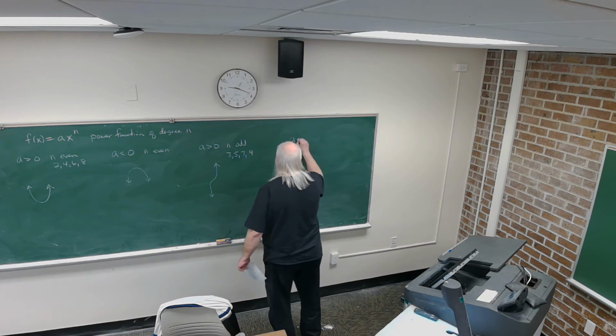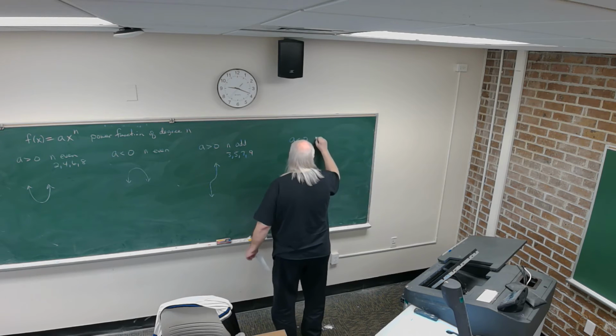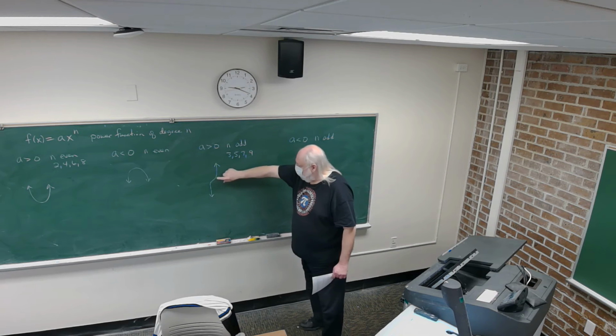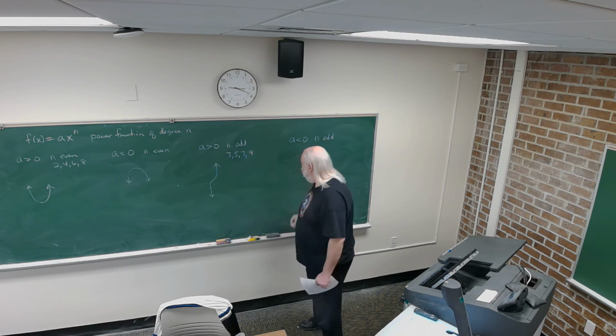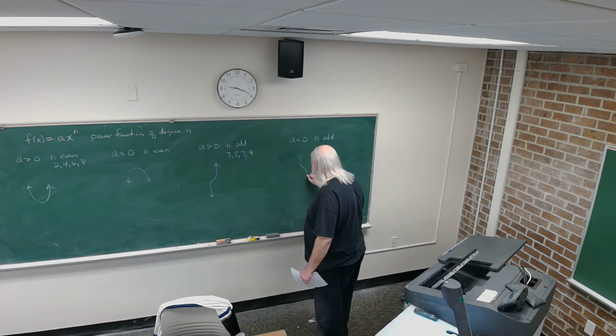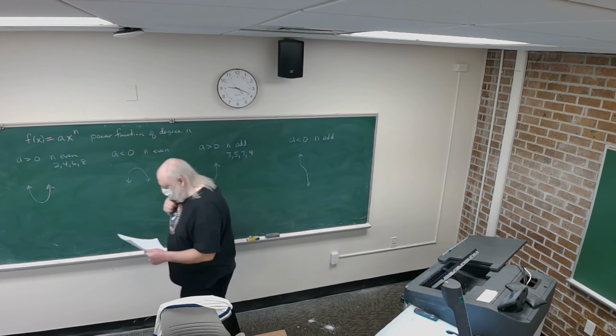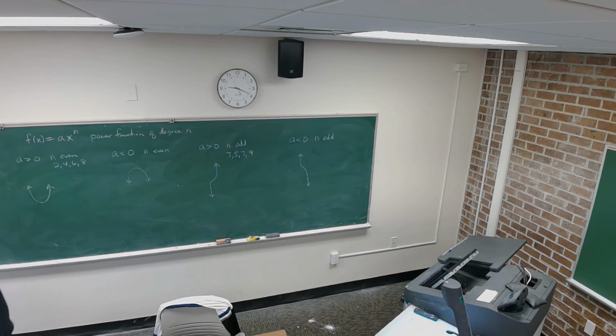And if a is negative with the exponent n odd, then this graph just gets flipped over, and it looks like the graph of the cubing function flipped over. All right, so that's the four cases for the power function of degree n, based upon whether the degree is even or odd, and whether the coefficient a is positive or negative.